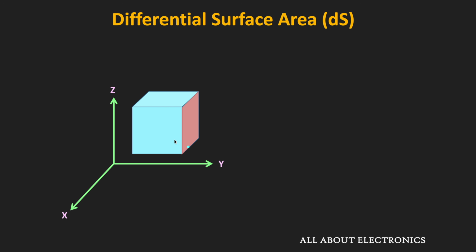So for this surface, the direction of the differential surface area will be normal to the plane. And as I said, it will point in the outward direction. So for this surface, the y coordinate remains fixed, while x and z are changing. Therefore, the differential surface area can be given as dx times dz times ay, because here the vector which is normal to the surface is pointing in the plus y direction.